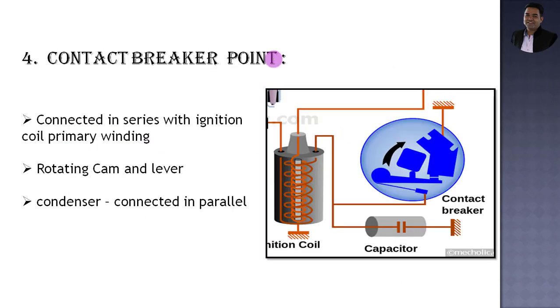The fourth component is known as the contact breaker point. Contact breaker point is sometimes also known as the CB point. It is connected in series with the ignition coil primary winding, and the second end of this component is earthed. In this manner it completes the whole circuit. The CB point is the contact breaker. It is a kind of mechanical device which comprises a rotating cam and a lever arrangement.